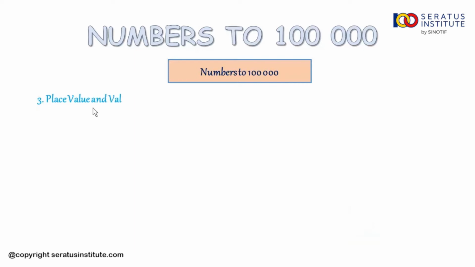There is place value and value. Before we go to the example, I want to define place value and value for you. Place value describes the position or the place of the digit in a certain number. And value describes the value of the digit itself. Understand, Sobat 100? Now we go straight to the example.